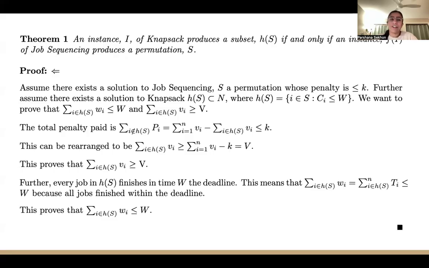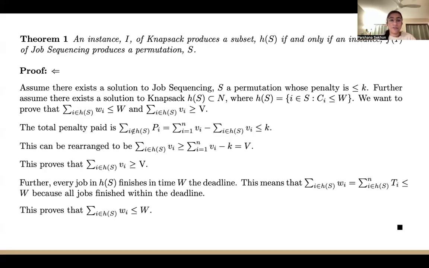Now let's do this in the backwards direction. We're going to assume that there is a solution to job sequencing S, which is a permutation whose penalty is less than or equal to K. Further, we're going to assume there exists a solution H of S, where H of S is if you take the set produced by job sequencing, go through all the items, and take all of the jobs whose completion time is within the deadline. That is our solution for knapsack.